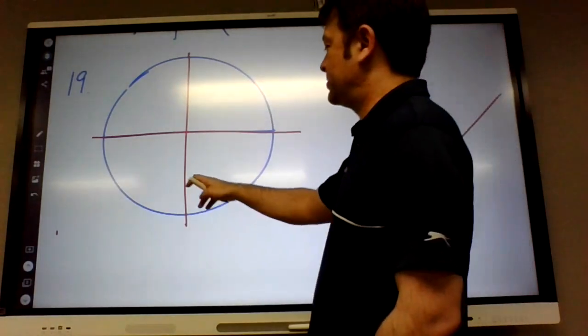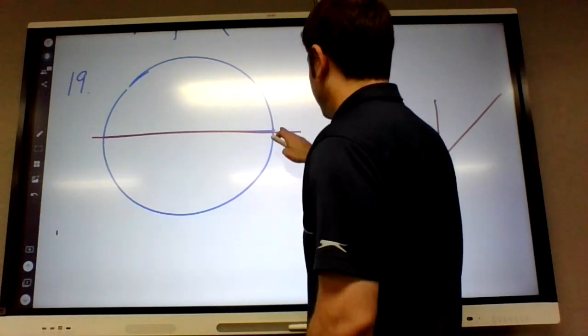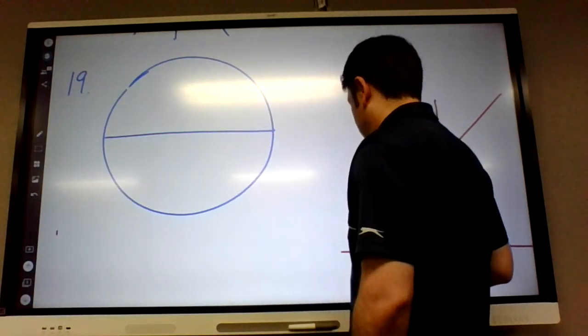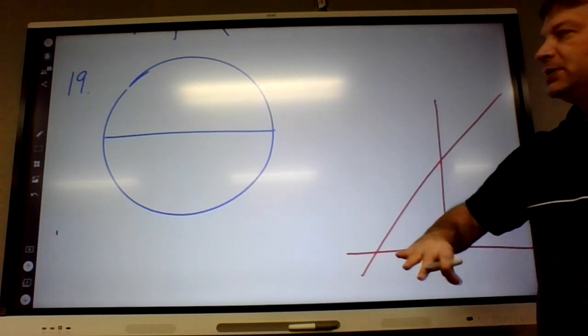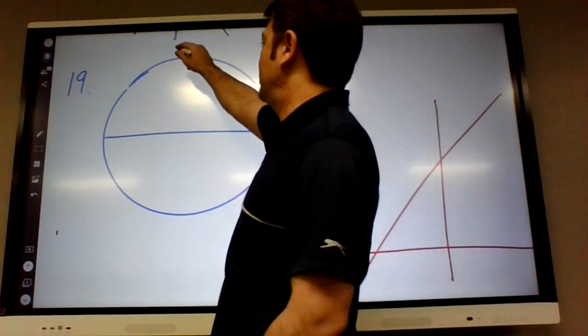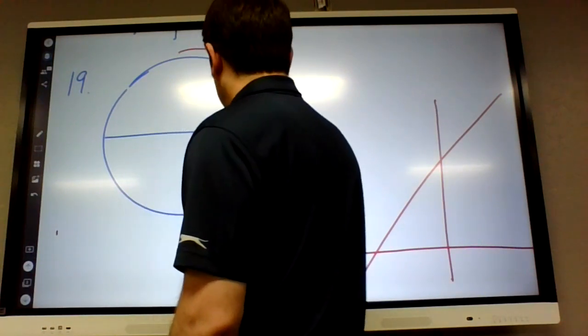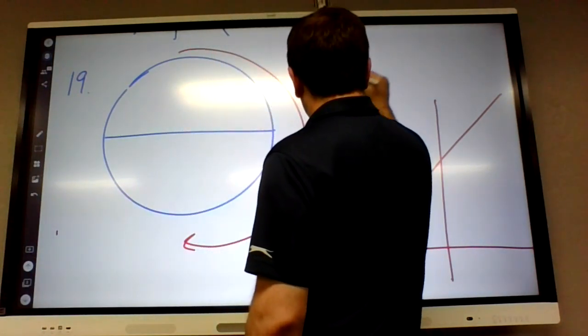So let me get rid of this line because it's going to throw us off for the next question. What is the magnitude of the rotational symmetry? 180. You'd have to turn it all the way upside down. So 180. Does it have point symmetry? Yes.